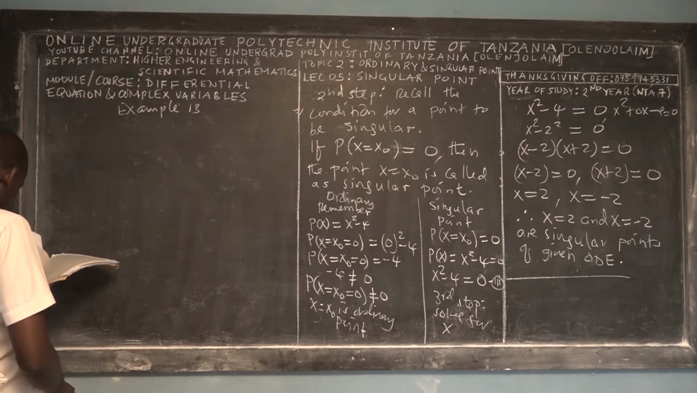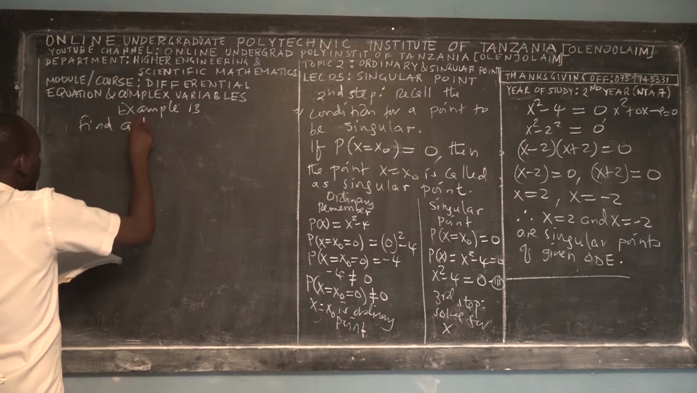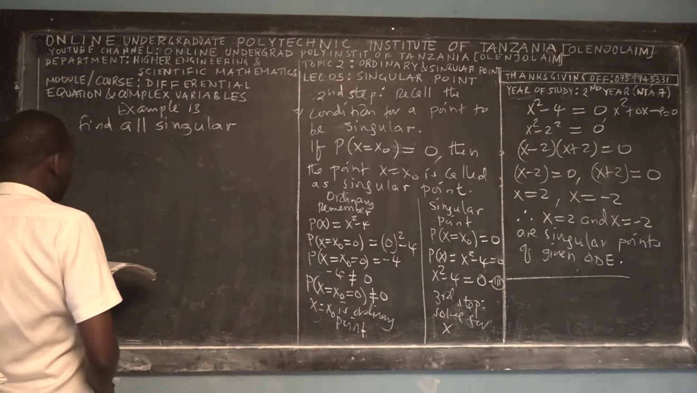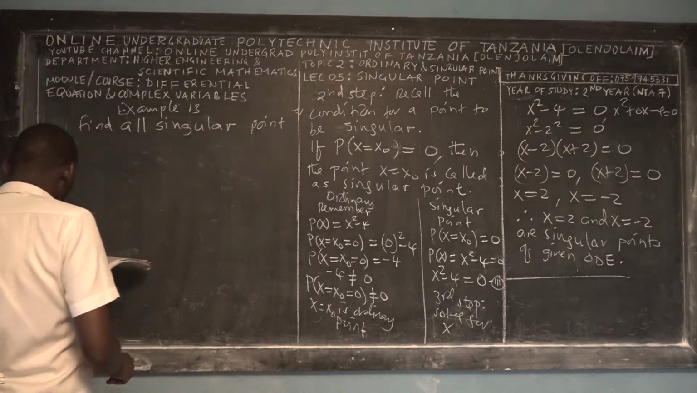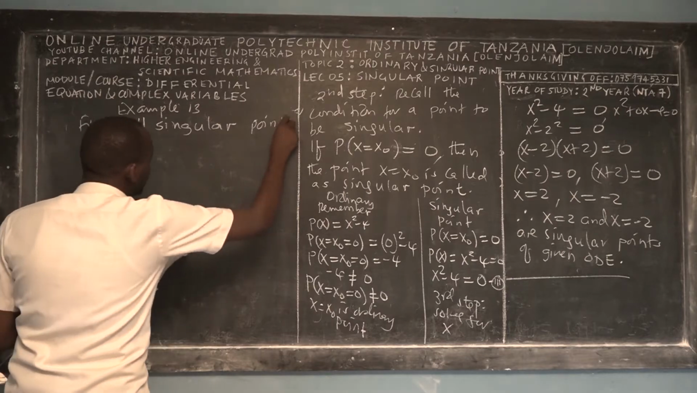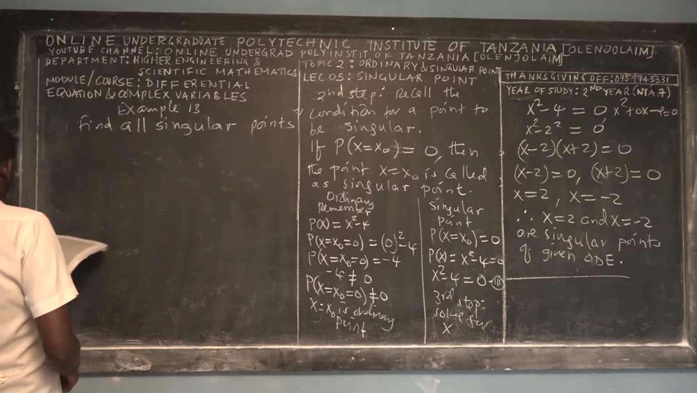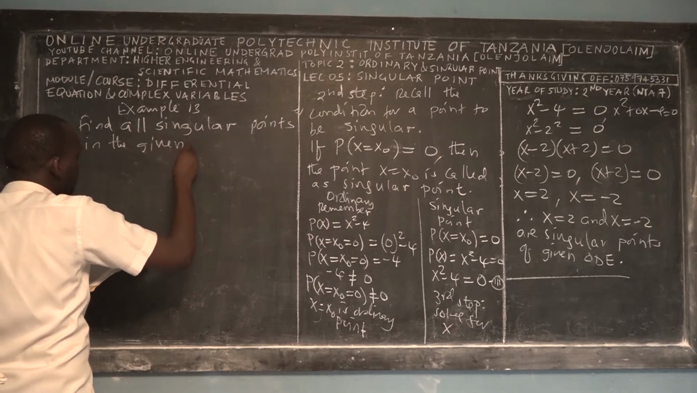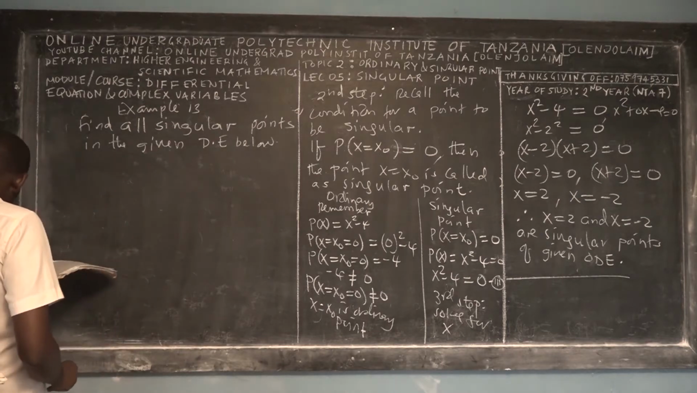In this example 13, the question asks us to find all singular points. I haven't told you yet, the next lecture, which will be lecture 60, I'll teach about classification of the singular points. Right now, I'm teaching you to find the singular points in general. So find all singular points in the given differential equation below.